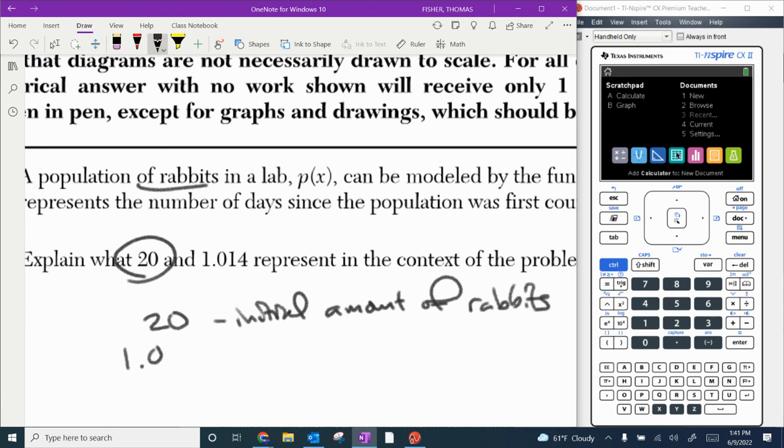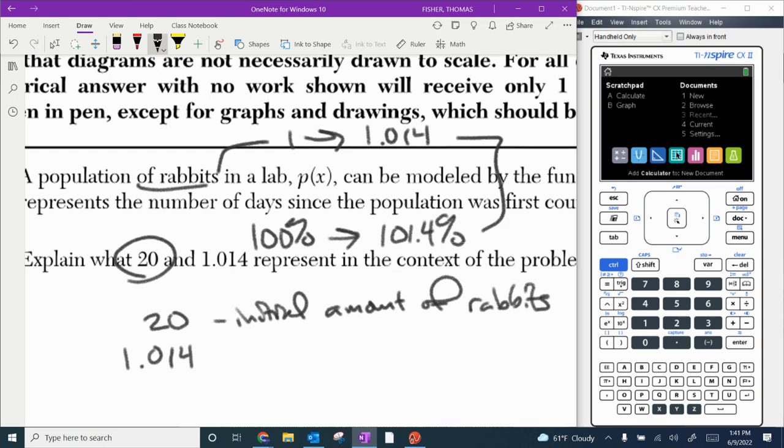Whereas 1.014, okay, we started 100% always. So 100% became 1.014. So 100% became 101.4% because those two things are equal. So that means it's increasing. So 1.014 is obviously the growth rate.